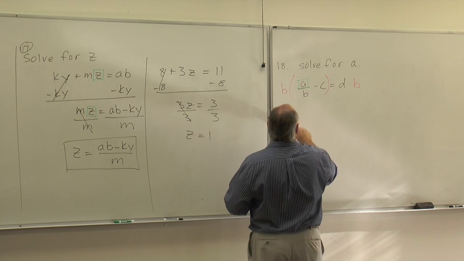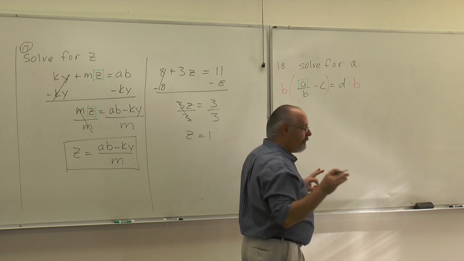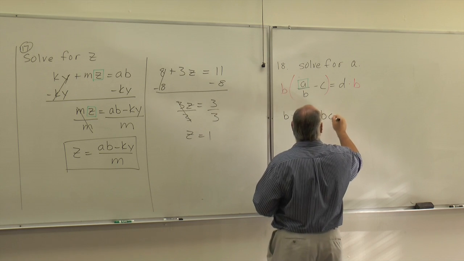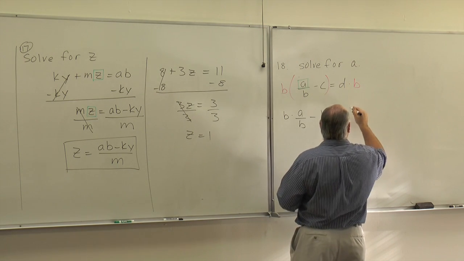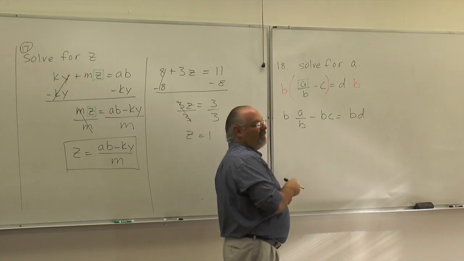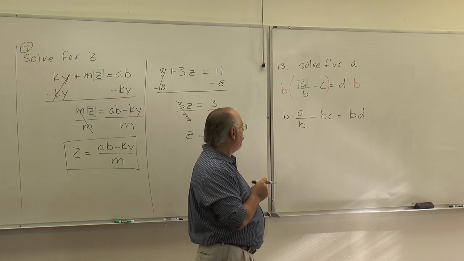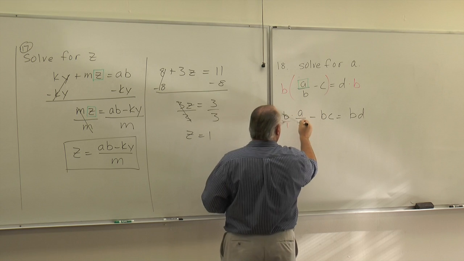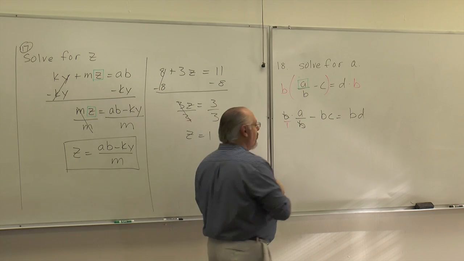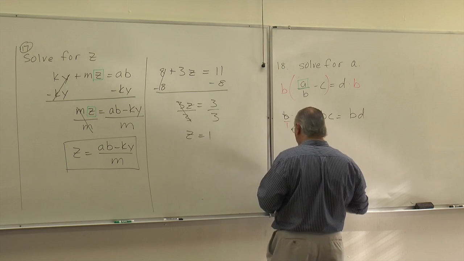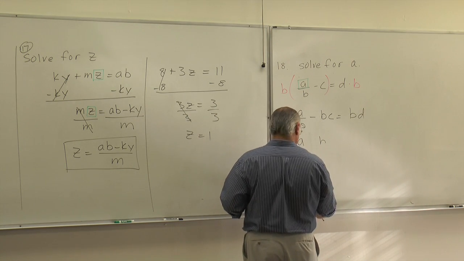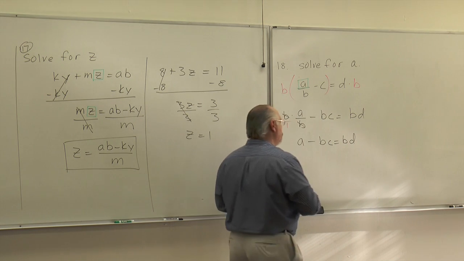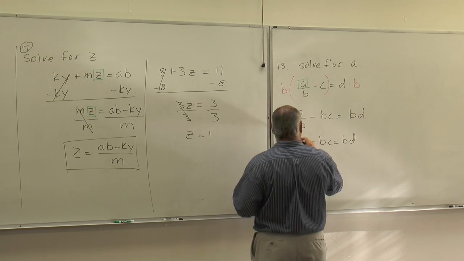So when we distribute, and I'm going to write out a lot of extra steps here, we get B times A over B minus B times C equals, and I'm just going to put this in alphabetical order, B times D. D times B, B times D, it's the same thing. Then I can think of this as B over 1, and then these cancel. So I end up with A minus BC equals BD.